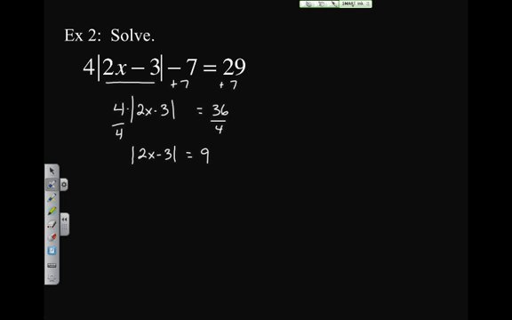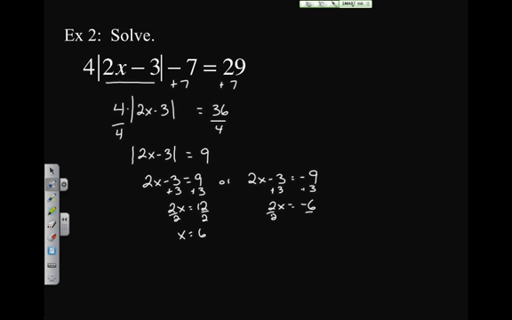So this is the point where we think of what two values could 2x minus 3 equal. And we know that 2x minus 3 could be 9, or 2x minus 3 could be the opposite of 9, negative 9. So again, we solve. We add 3, so 2x equals 12, divide by 2, and x equals 6. And then the other one, we add 3, so 2x equals negative 6. We divide by 2, and we get x equals negative 3. So again, two different values there with absolute value problems.